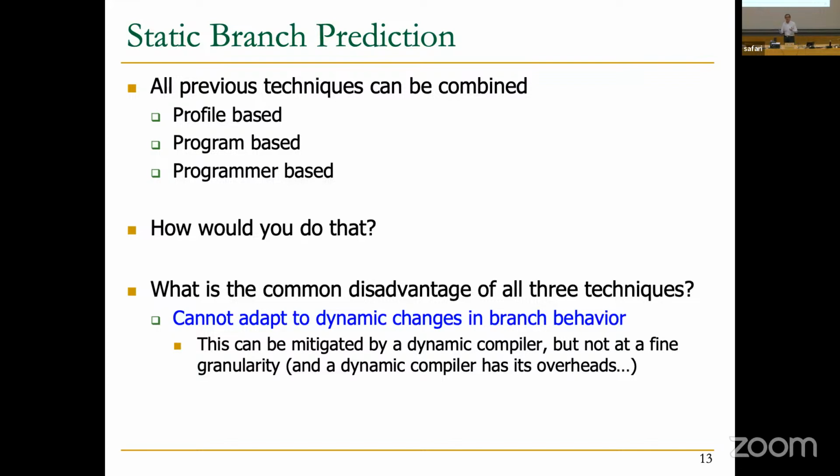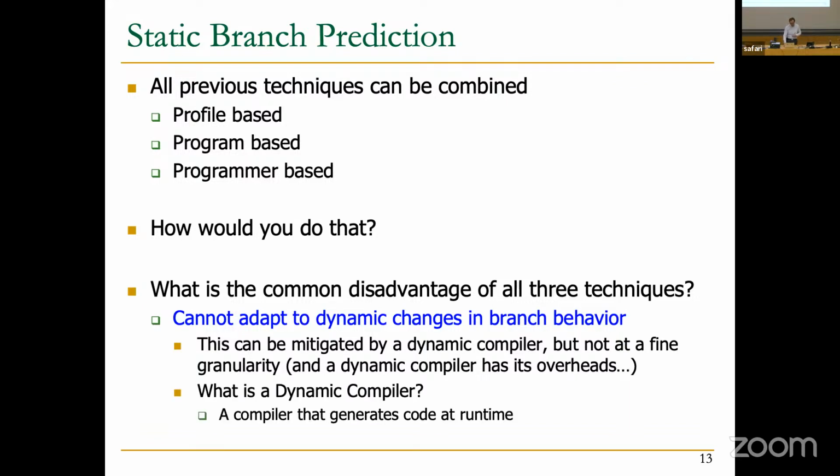But if you can imagine a branch at every execution, it can change its behavior, right? We've already seen it: taken, not taken, taken, not taken, taken, not taken, taken, not taken. How are you going to capture that with a dynamic compiler? Unfortunately, it doesn't work. Well, it could work potentially, but you have to have extremely high overheads to detect that.